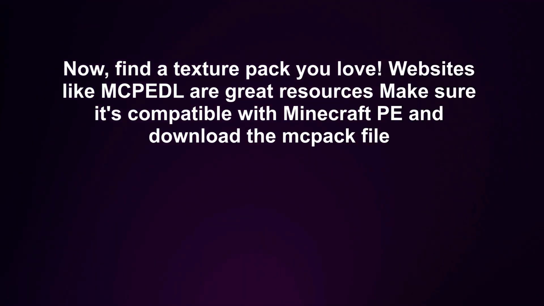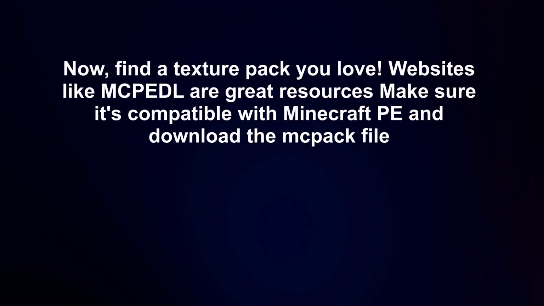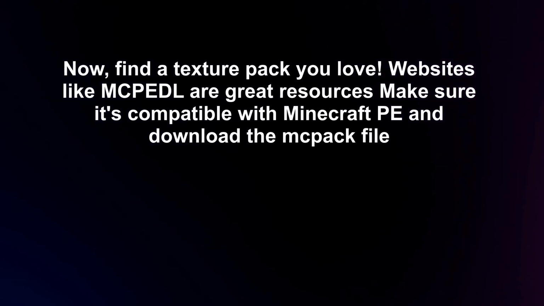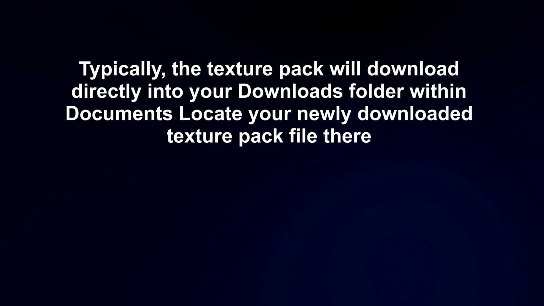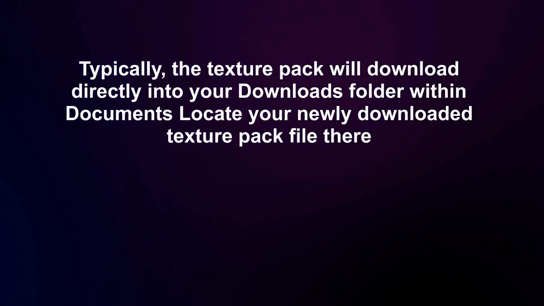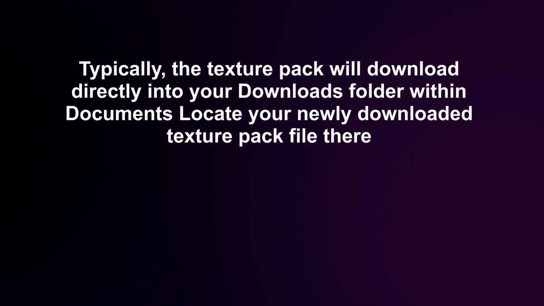Now, find a texture pack you love. Websites like MCPEDL are great resources. Make sure it's compatible with Minecraft PE and download the pack file. Typically, the texture pack will download directly into your Downloads folder within Documents. Locate your newly downloaded texture pack file there.